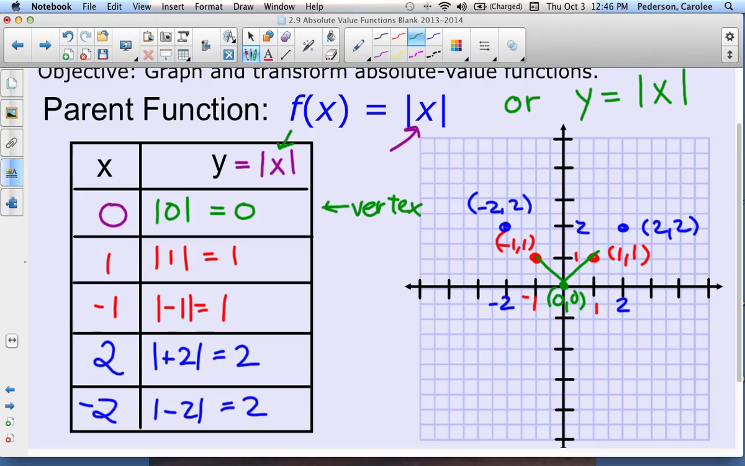Now again, continue connecting the dots, and what will happen is this graph looks like this in the green. It's called the parent function. Its shape is a V. This piece right here, 0, 0, is called the vertex. There is some symmetry going on. Imagine if I were to split this V in half, it would be symmetric about the y-axis.